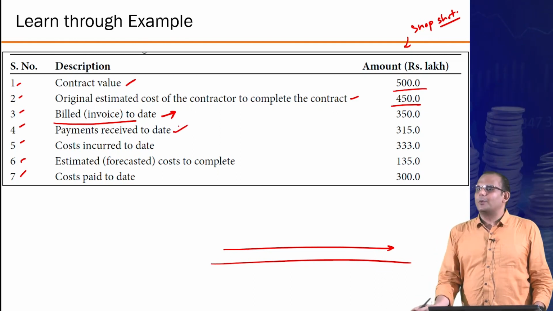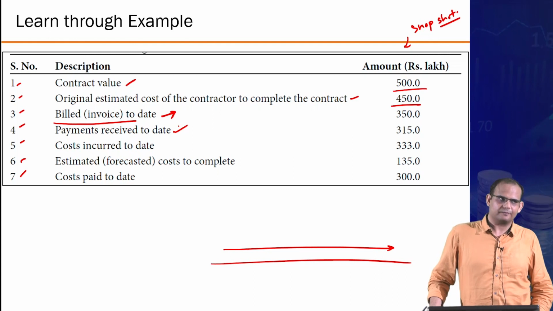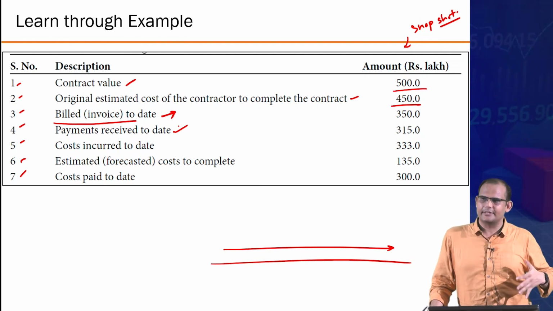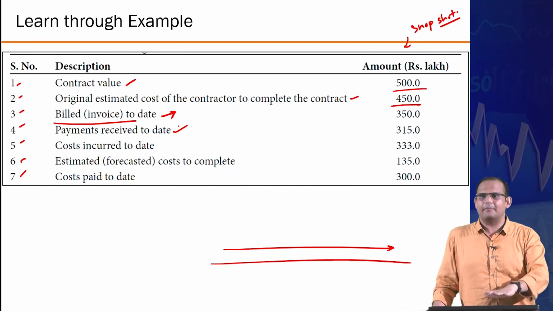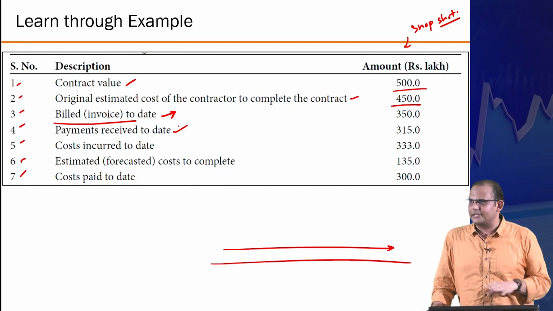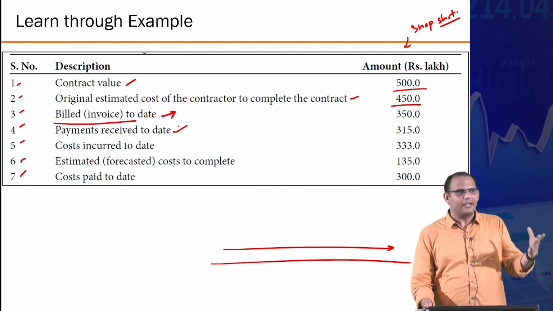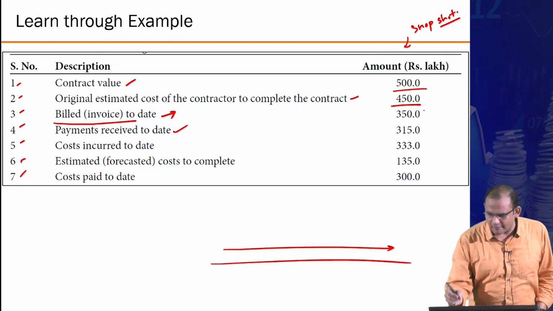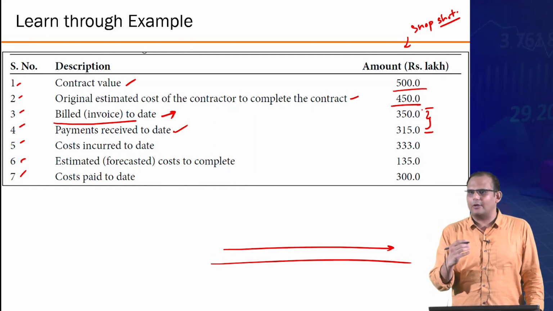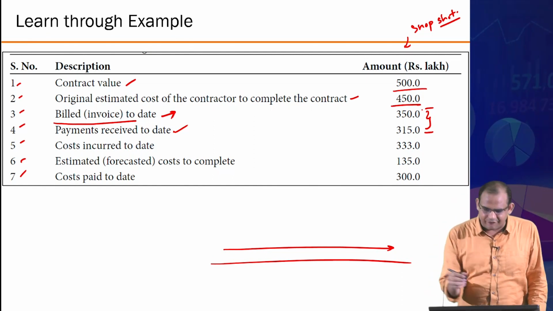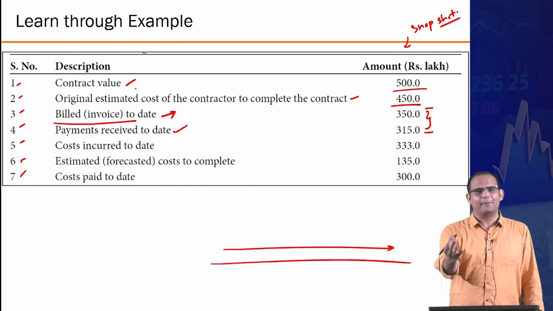Payments received to date. What is this? Any idea? You might raise bill for whatever. This is the money you have actually received from client. This is essentially what client has approved and paid to you. Right? So obviously there will be some difference between these two numbers. These cannot be 100% matching. Definitely payment received to date cannot be more than billed.